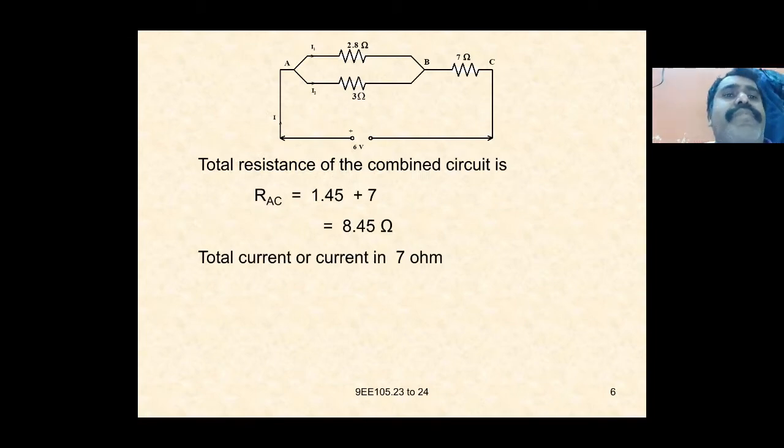The resistance of the combination circuit RAC is equal to 1.45 plus 7, which is equal to 8.45 ohms. The total current, that is the current in the 7 ohm resistor, I is equal to V by RAC, which is equal to 6 by 8.45, which is equal to 0.71 amperes.